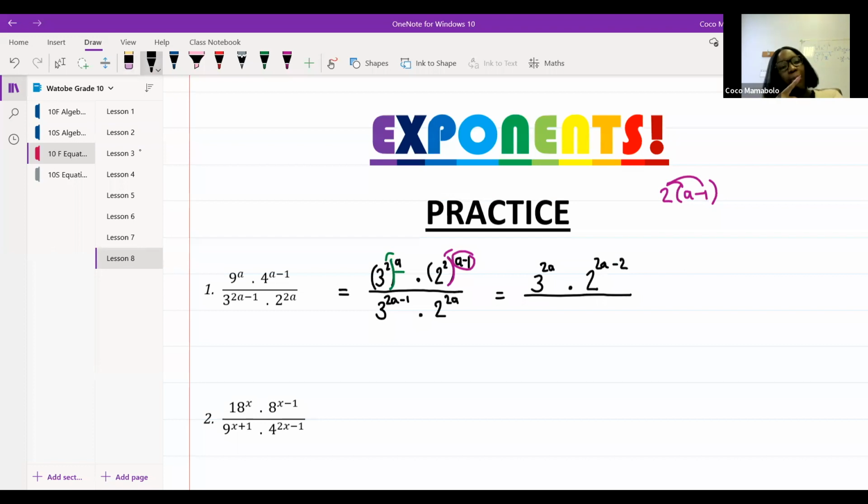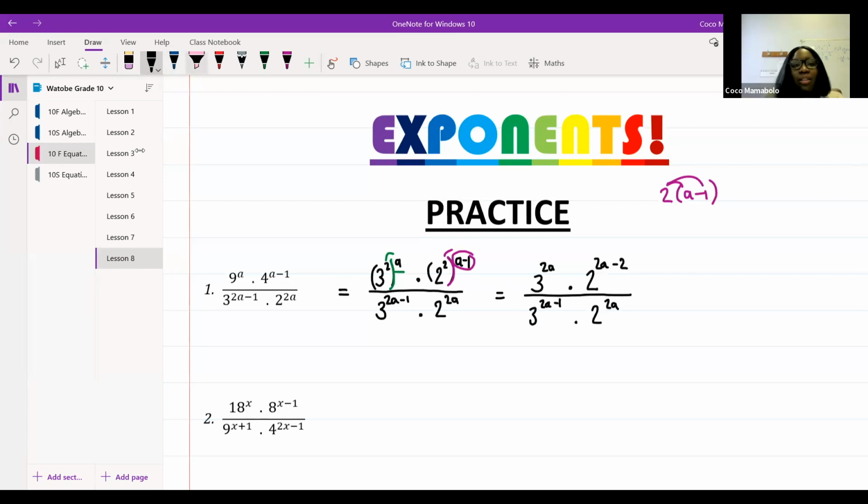If you can remember to do that without brackets, you can. However, it's so easy to make a mistake when you're moving fast. So I don't 100% recommend it. Multiplied by 2 to the power of 2A.